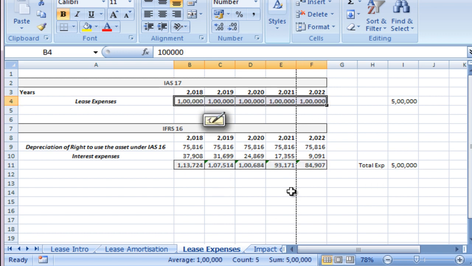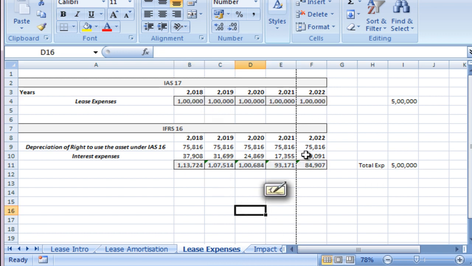There is no substantial change in the total expense. If I have an expense of 1 lakh, I will book an expense of 1 lakh total. No, sorry, if I have an expense of 5 lakh, I will book an expense of 5 lakh in totality. But the recognition of the expenditures over the period will change through the implementation of IFRS 16.